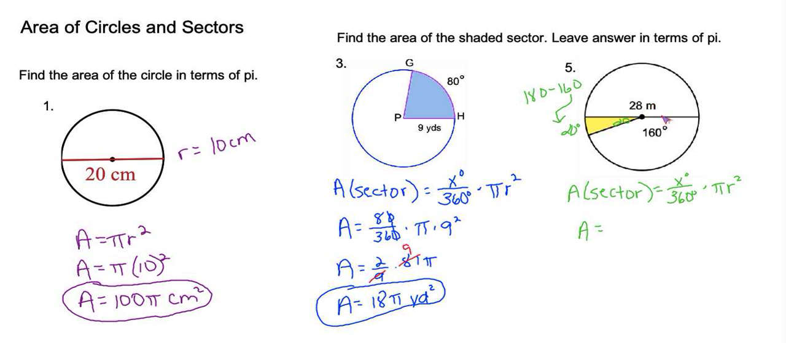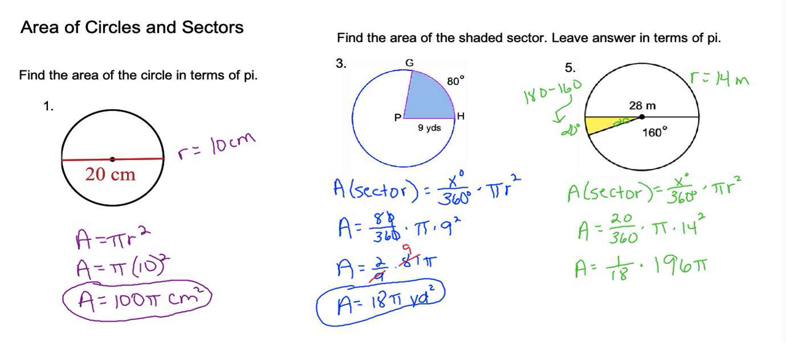So the diameter is given to be 28, so I'm also going to need the radius. That's going to be half the diameter. That's 14. So now I have everything I need to substitute into my formula. 20 over 360 times pi times 14 squared. Okay, and that's going to give us 20 over 360 reduces to 1/18. So that little sliver of that circle is 1/18 of the circle. The whole circle is 14 squared times pi, which is 196 pi.